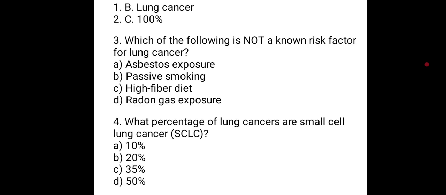3. Which of the following is not a known risk factor for lung cancer? A. Asbestos exposure. B. Passive smoking. C. High fiber diet. D. Radon gas exposure. What's the answer? 4. What percentage of lung cancer are small cell lung cancer? A. 10%. B. 20%. C. 35%. D. 50%.